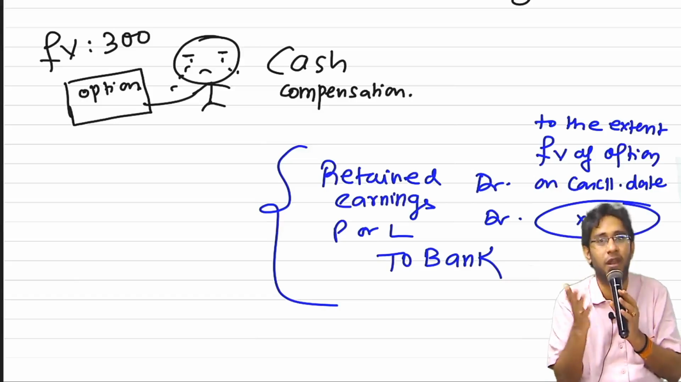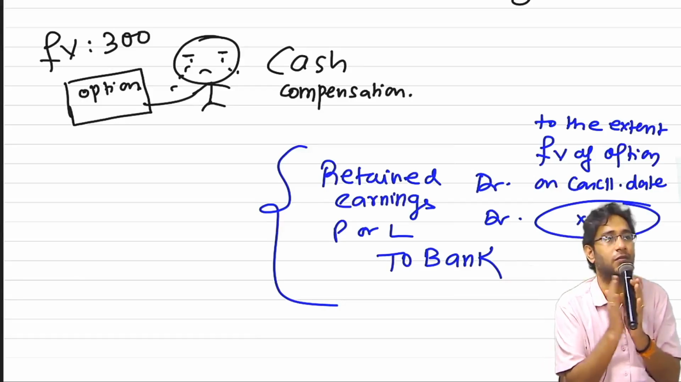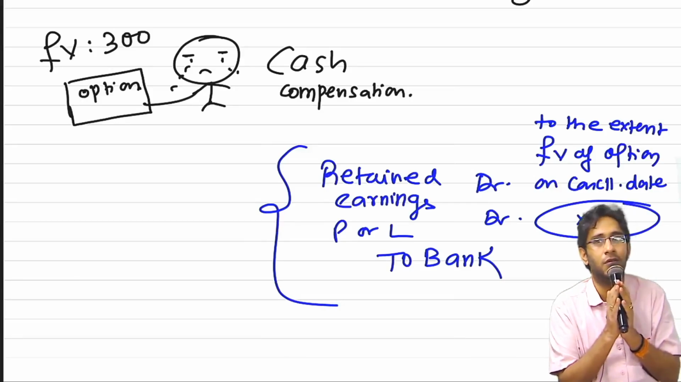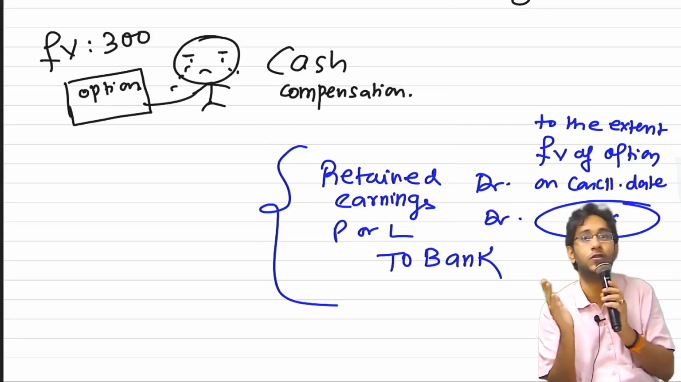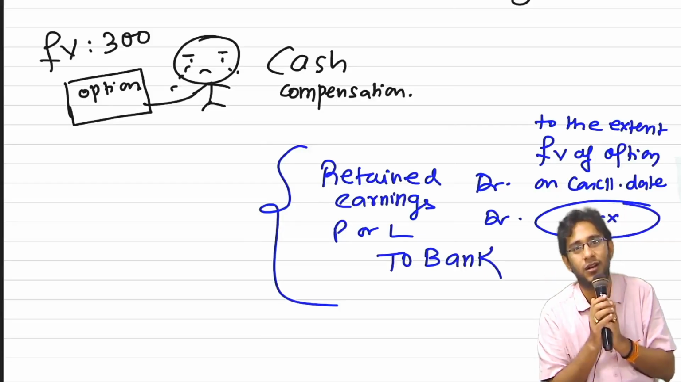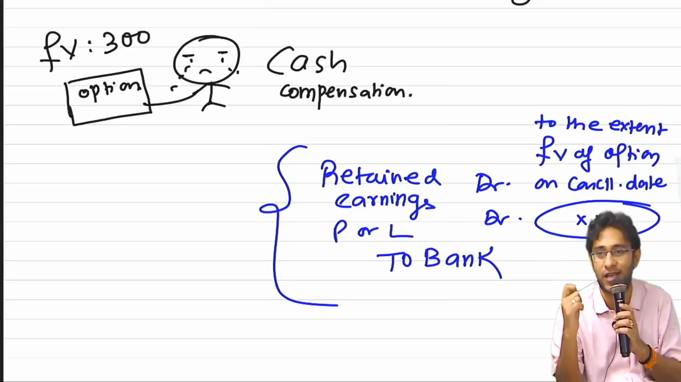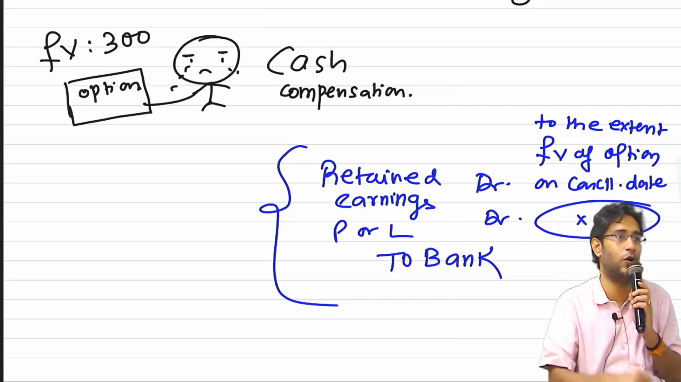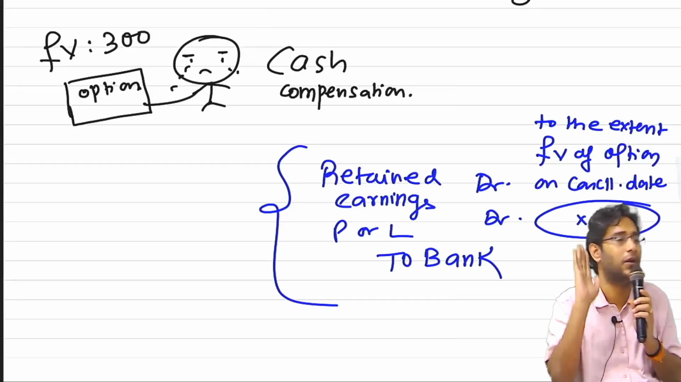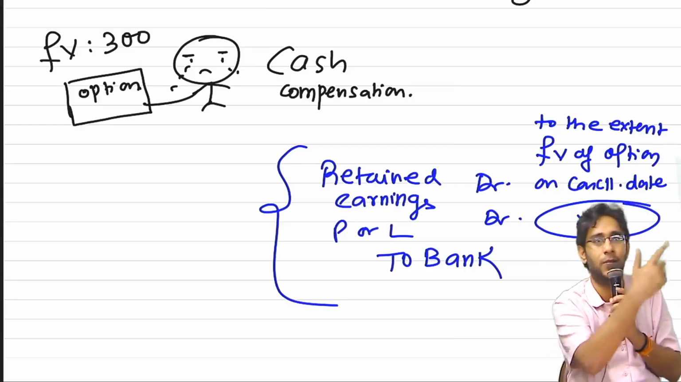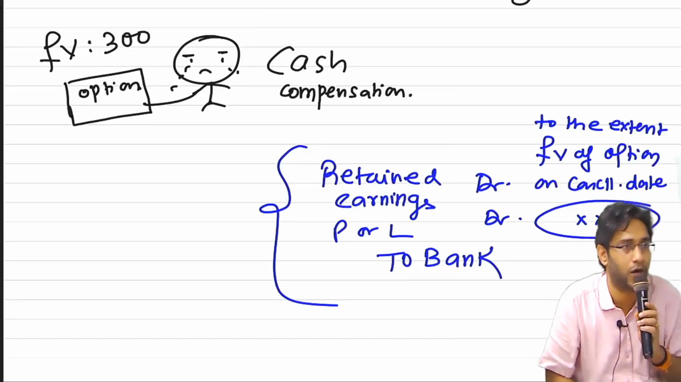Just like a compound financial instrument, this fellow has a split personality. Equity also, outsider also. Employee is insider, outsider. Normally the employee is an outsider. But as long as he has paper in his hand, he is an equity instrument holder. So that value, debit retained earnings only. Pay anything extra, P&L. Are you getting it, sir?